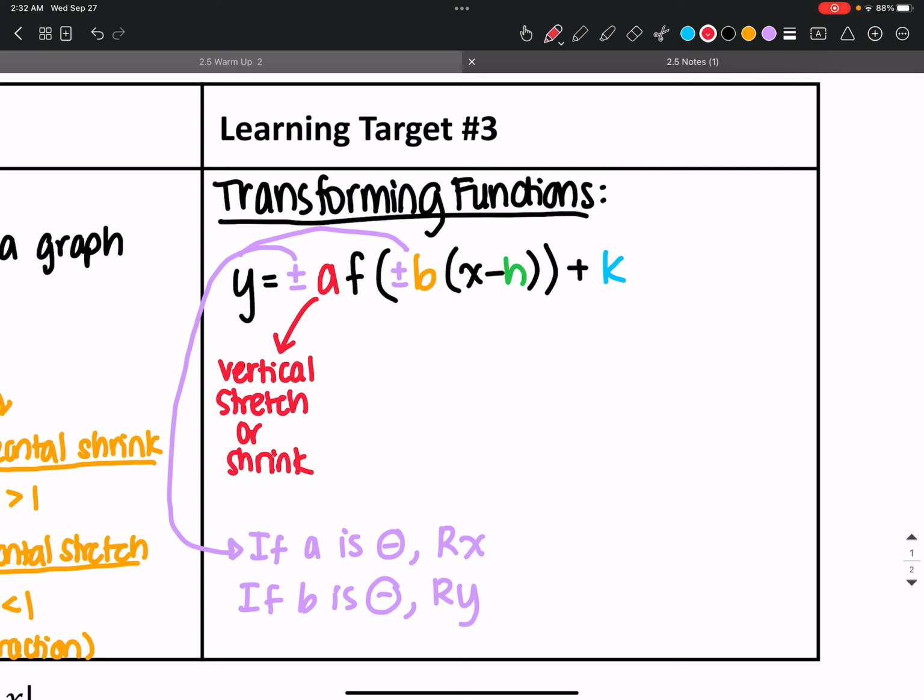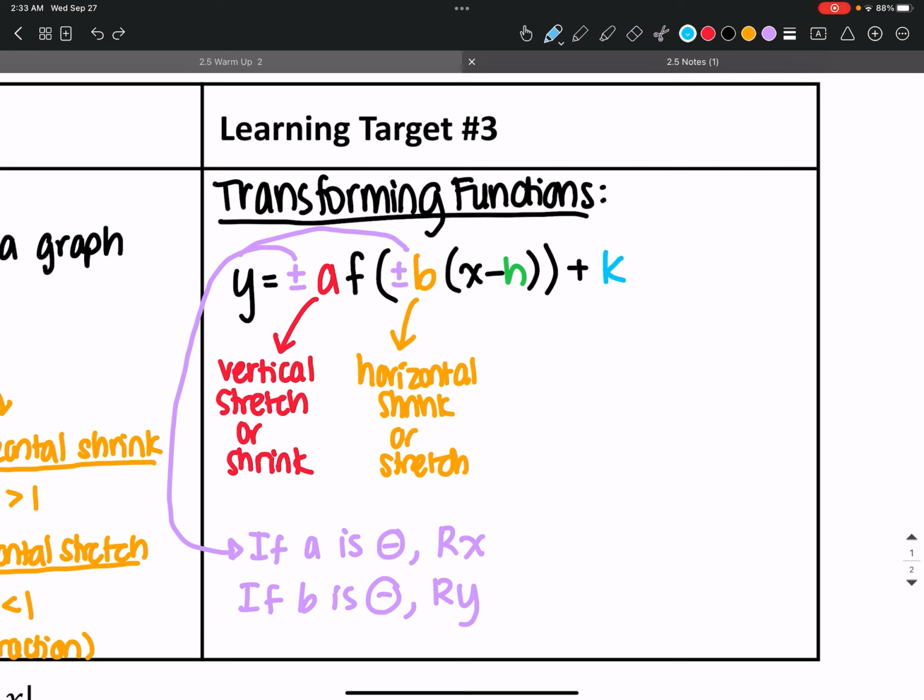The next extra variable I have is b, and that tells me if I have a horizontal shrink or stretch. If it's a whole number, it's a horizontal shrink. If it's a fraction, it's a horizontal stretch. Makes more sense to describe it vertically. If it's a whole number, it's a vertical stretch. If it's a fraction, it's a vertical shrink.